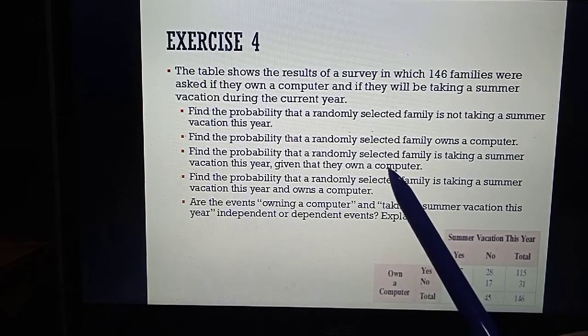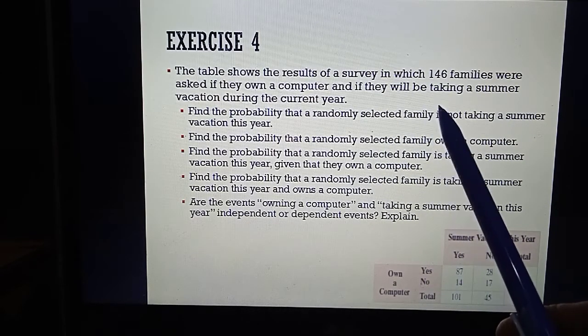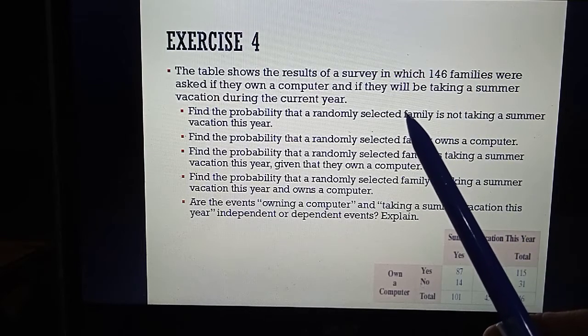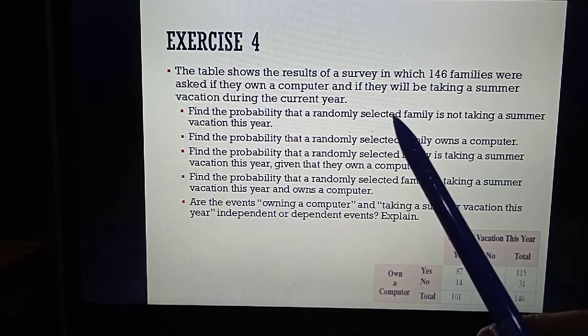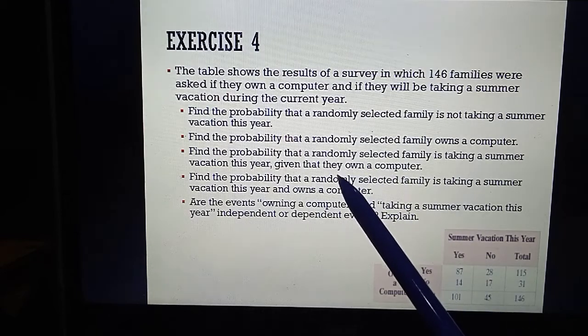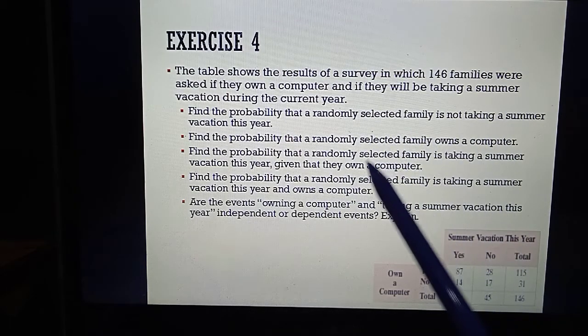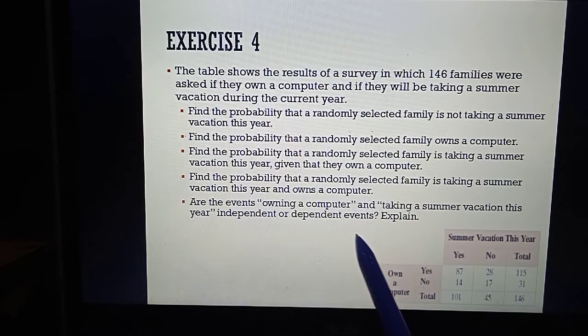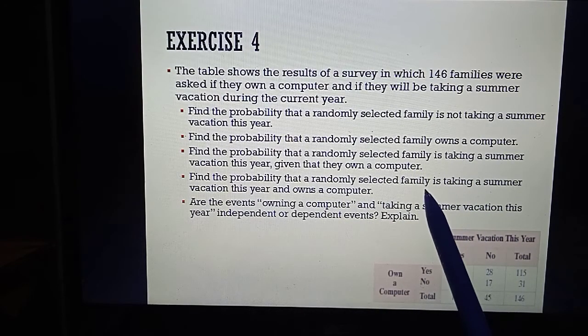Okay, for exercise 4, table show the results of a survey in which 146 families were asked if they own a computer and if they will be taking a summer vacation during the current year. Okay, now find the probability that a randomly selected family is not taking a summer vacation this year. Okay, so this one also, try to figure out or find the probability based on the statement and based on the data provided in the table here.